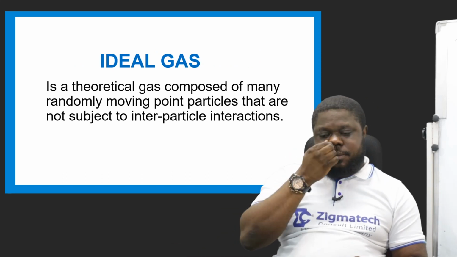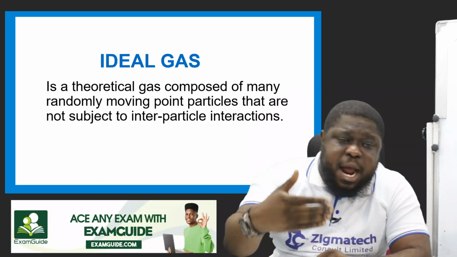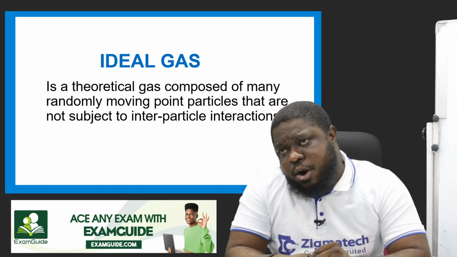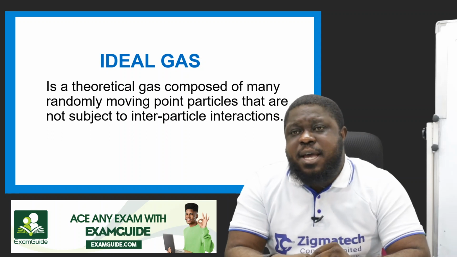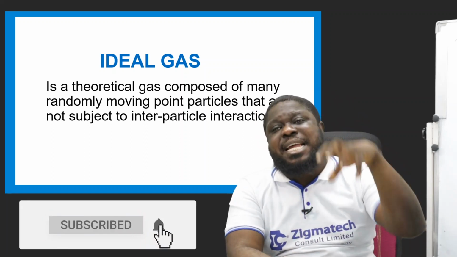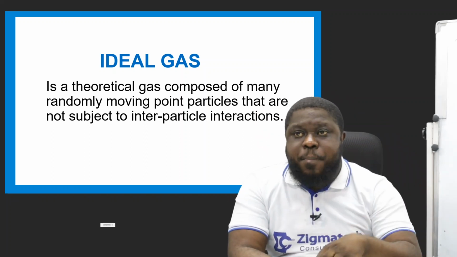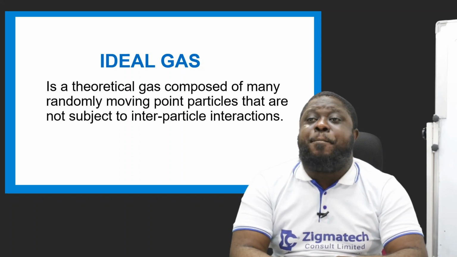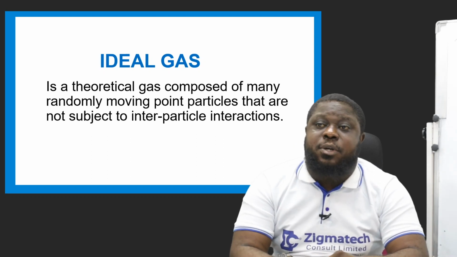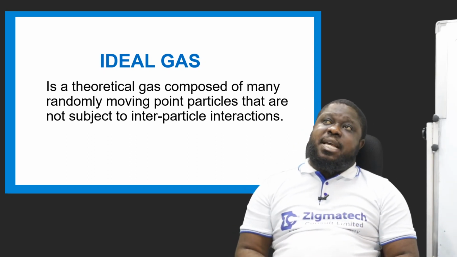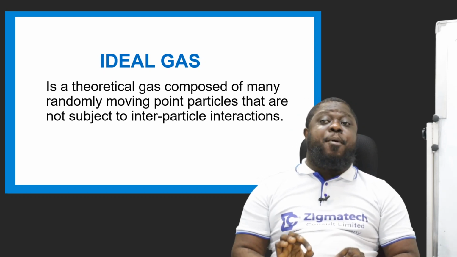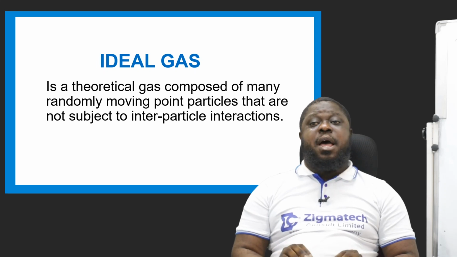Now, ideal gas. These gases that undergo this Dalton's law of partial pressure are called ideal gases. If it's not an ideal gas, it will not undergo partial pressure. It's a theoretical gas composed of many randomly moving point particles that are not subject to interparticle interactions.